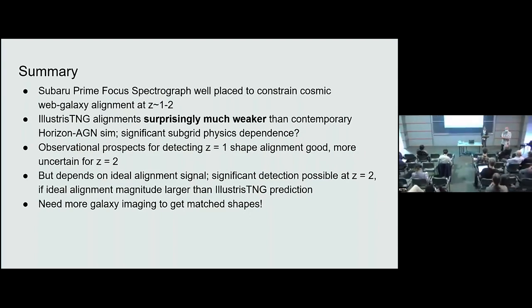Questions? Have you considered trying to find a spin flip signal in the dark matter component? Because you're blaming subgrid physics, but... Yes. No, we haven't actually looked at the dark matter component, but that would be a good idea. Because it's much clearer, right?